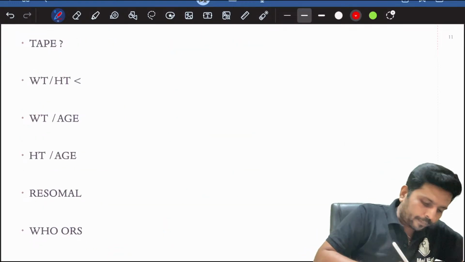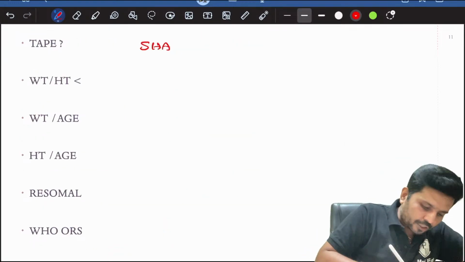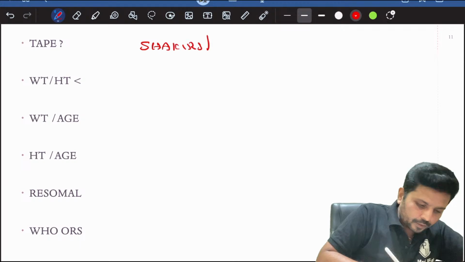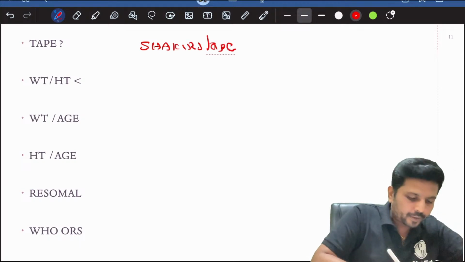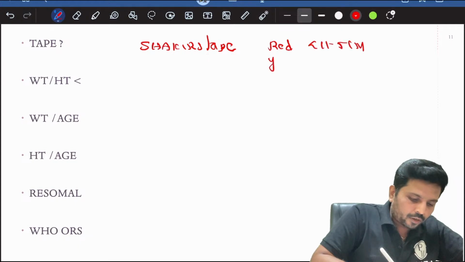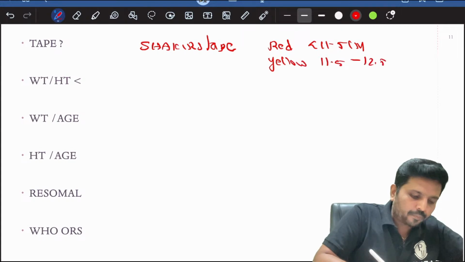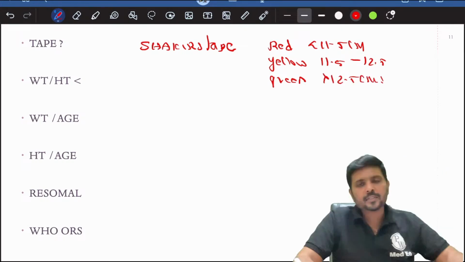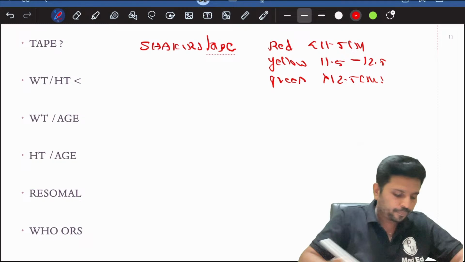So what is the tape that was mentioned? It is called Shakir's tape, that colorful tape. If you get red color, it means less than 11.5 centimeter. If you get yellow color, it means 11.5 to 12.5 centimeter. If it is green, it means more than 12.5 centimeter. That is the utility of Shakir's tape.